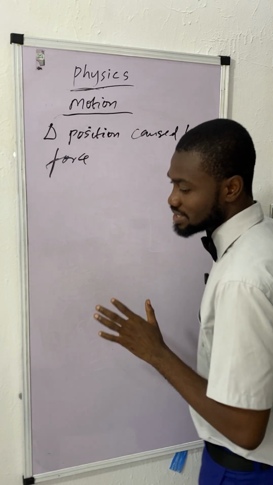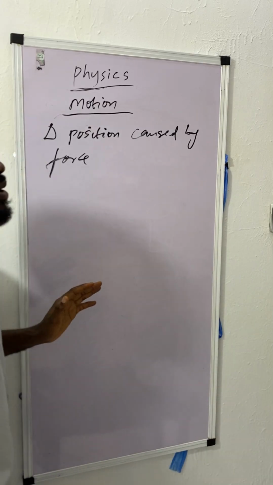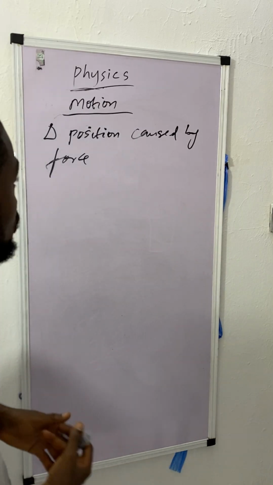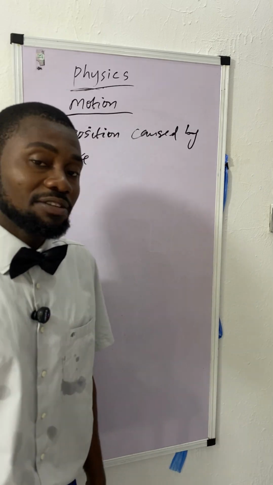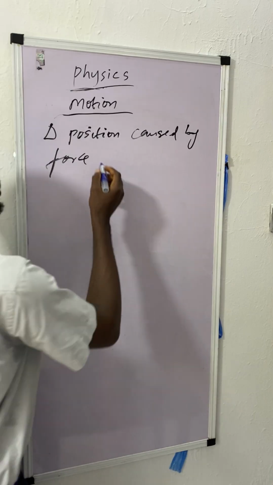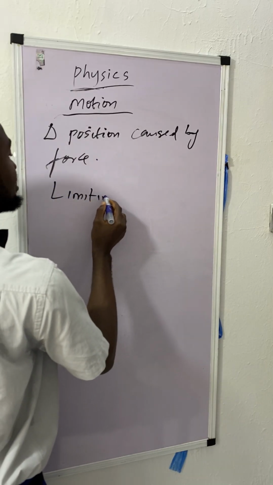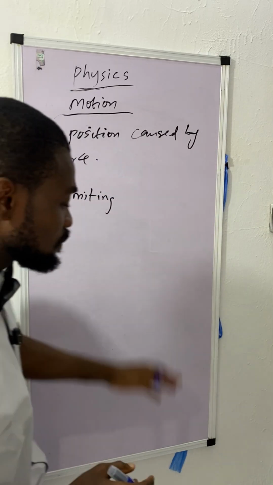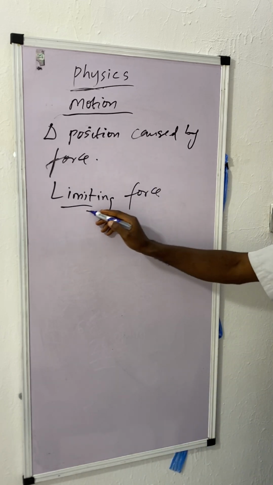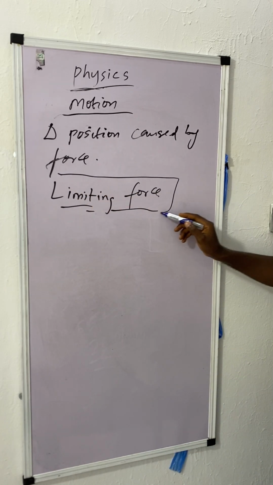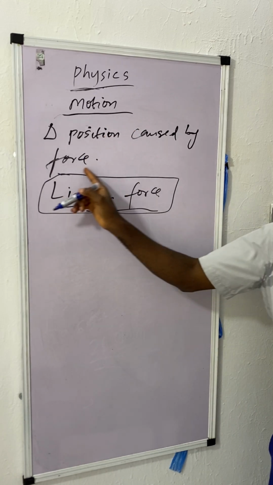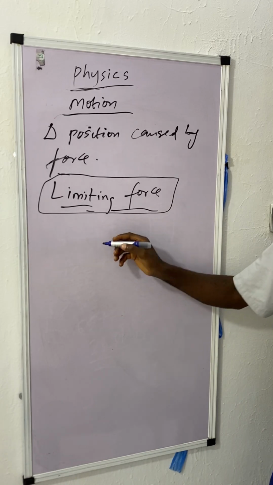The force that is responsible for keeping a body at rest, especially when two surfaces are in contact, when there is a frictional force. For example, I'm standing here. The force that's responsible for me to stand still here, stationary, is called limiting force. Limiting force is the force that limits me from moving, that keeps me in a stationary position. Once this limiting force is broken, motion is induced. Immediately you break this limiting force, motion is induced.